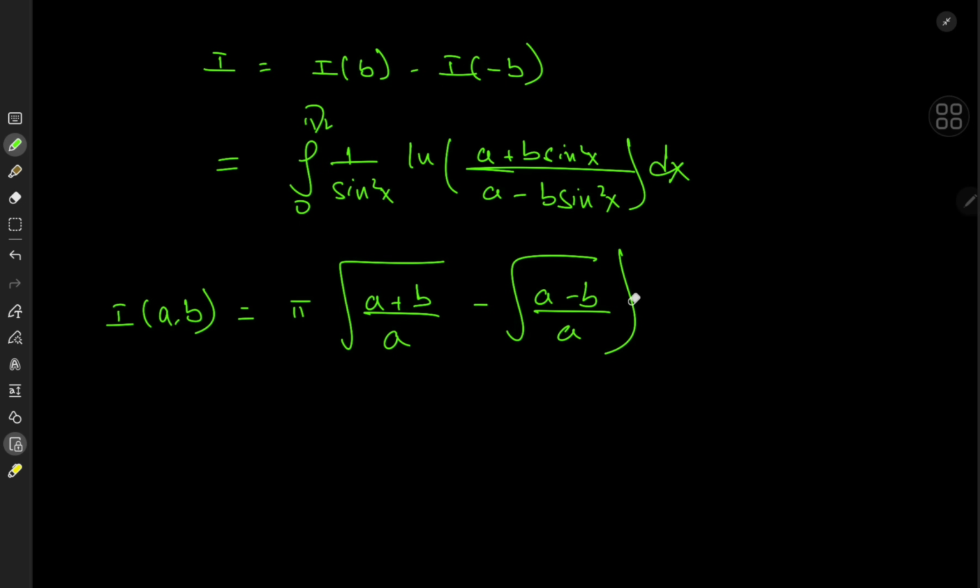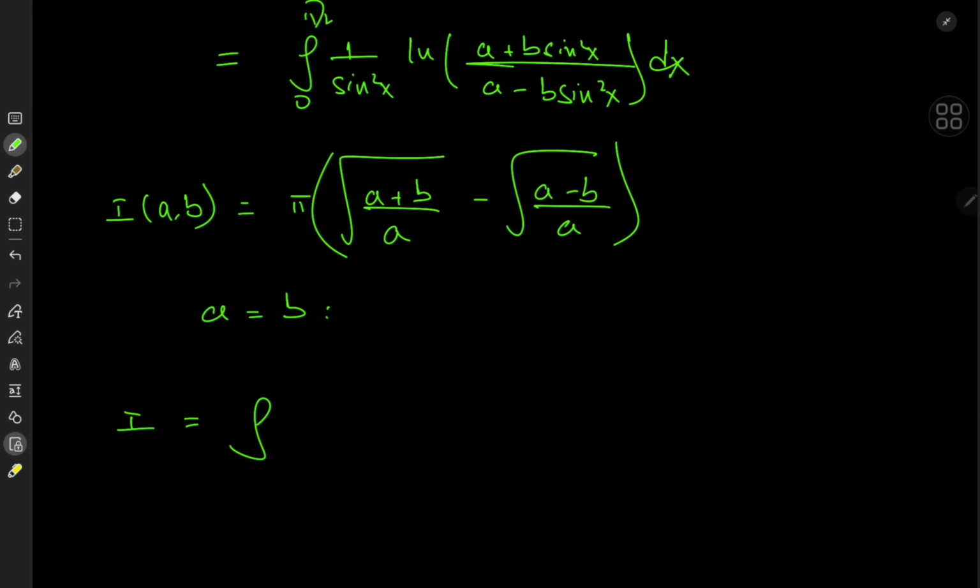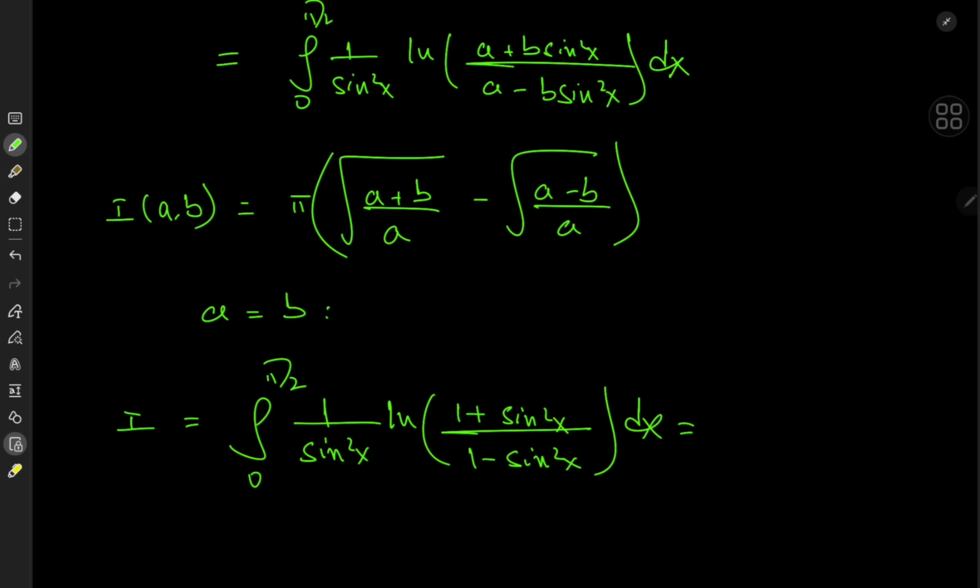Now, this is cool, but it's actually interesting to note the result when both a and b are equal. So in the case of a being equal to b, that is to say we have the integral from 0 to pi over 2, 1 over sine squared x, log. Now the a's can be factored out, so we're left with 1 plus sine square x over 1 minus sine square x, which does look like a really cool integral. And this thing equals, let's see, the second term over here is going to cancel out because we have a equal to b. So we're in fact left with 2a over a, which is just 2. So this thing equals pi times root 2. Or we can say that 1 over root 2 times this integral is just another way to write pi.